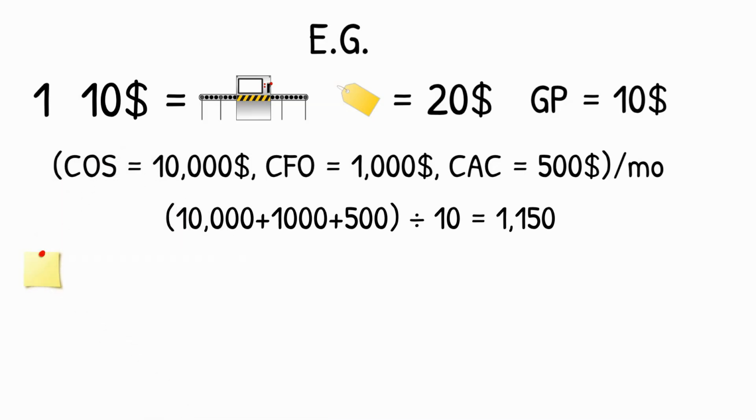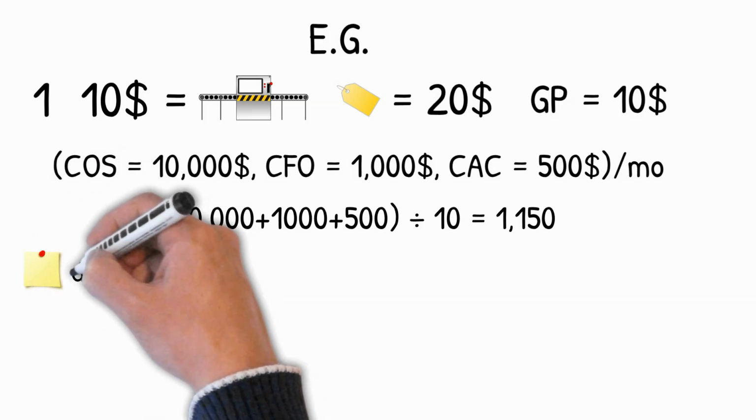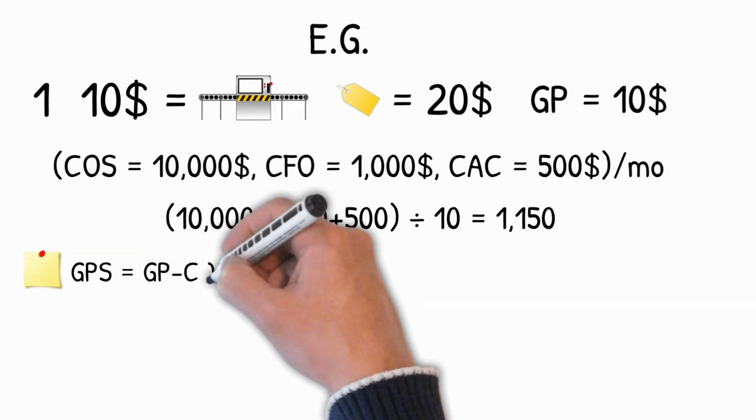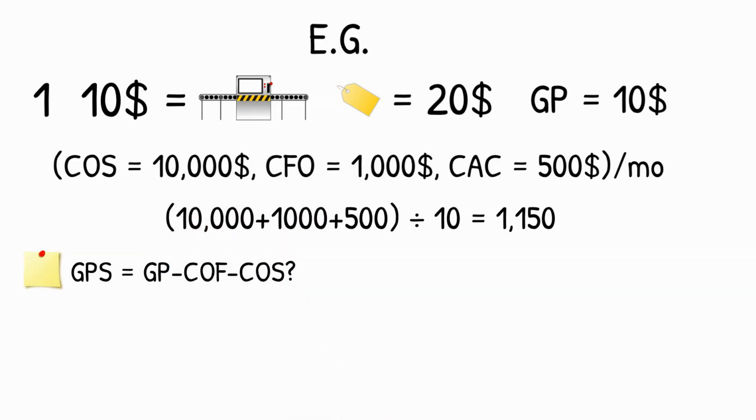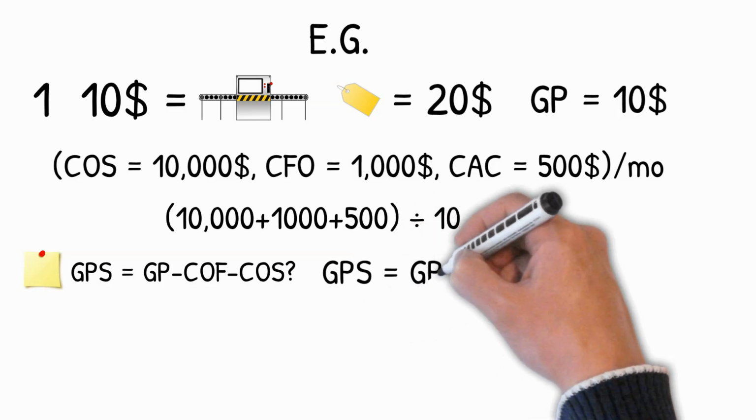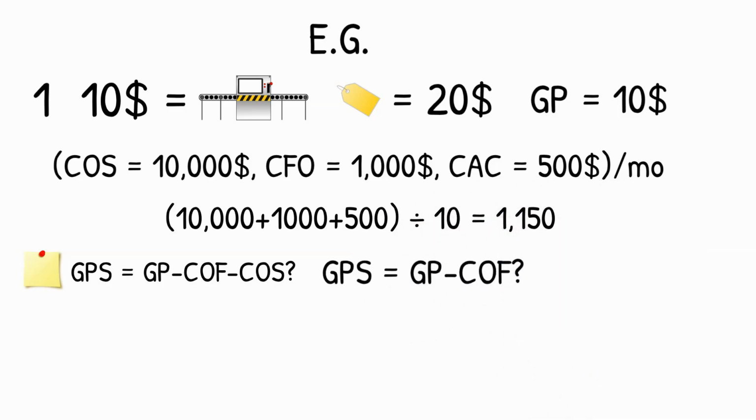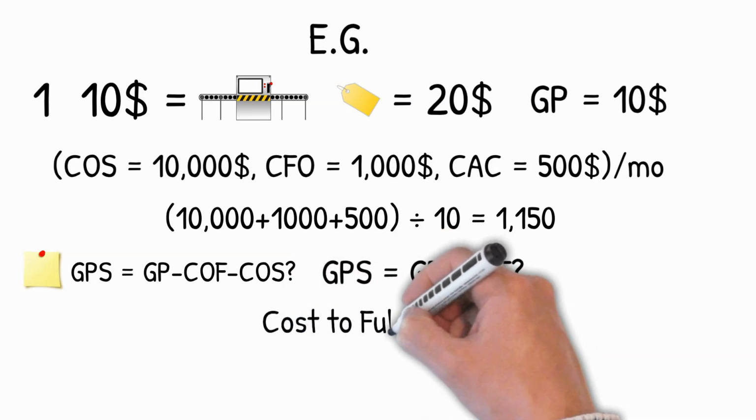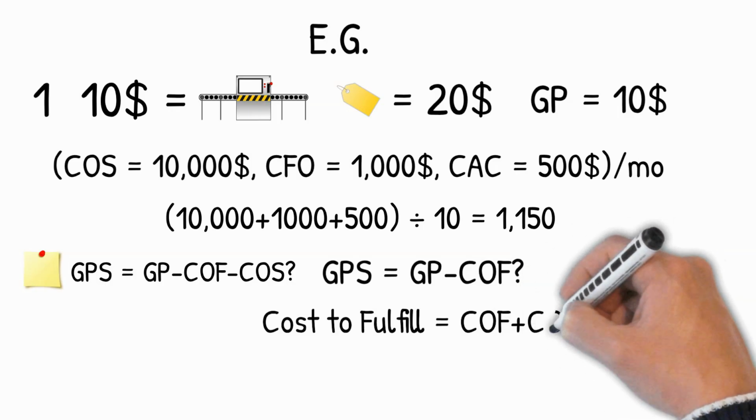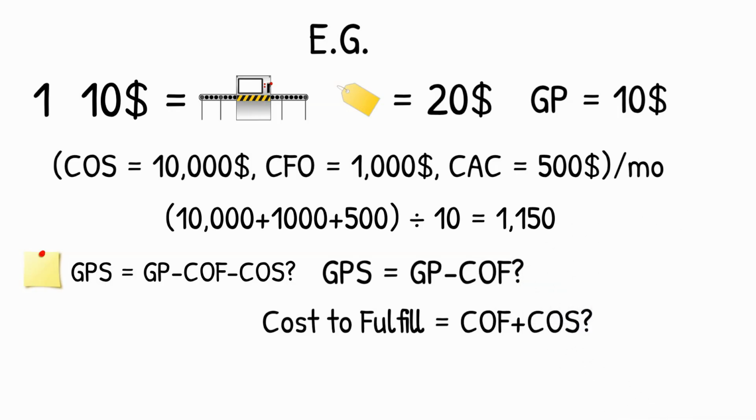Note, there's a contradiction in the book that says that gross profit per sale is gross profit minus cost of fulfillment minus cost of sales in one place, and that it's just gross profit minus cost of fulfillment in another. I guess what the author meant here is that cost of sales is included in what he calls the cost to fulfill the product. That's why he gives an example of cost of sales being 20 minus 10, and not 20 minus 5 minus 5, for example. That would actually be the second contradiction in the book.